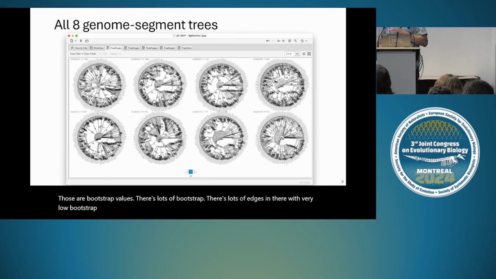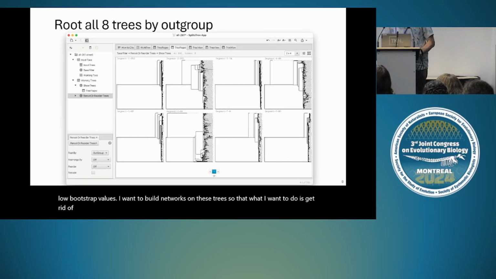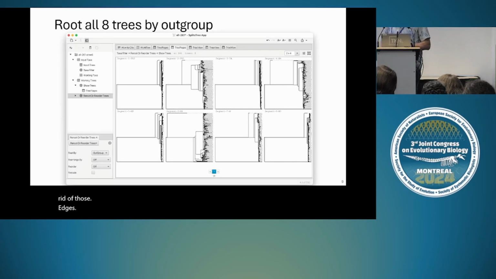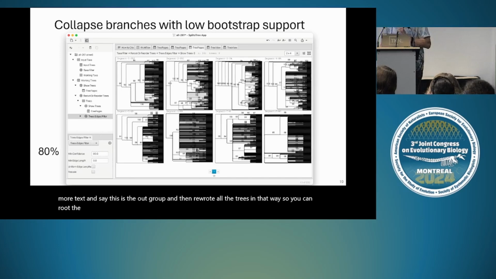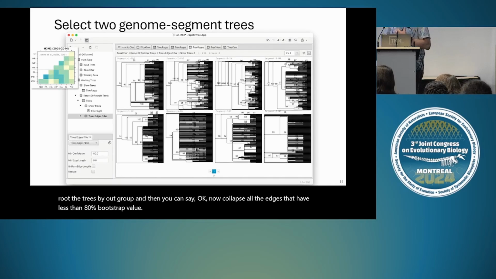There's lots of edges in there with very low bootstrap values. I want to build networks on these trees, so what I want to do is get rid of those edges. But before I do that, I just want to root. So in SplitsTree, you can select one or more taxa and say, this is the outgroup, and then reroot all the trees in that way. So you can root the trees by outgroup, and then you can say, okay, now collapse all the edges that have less than 80% bootstrap value. And now the fun begins.